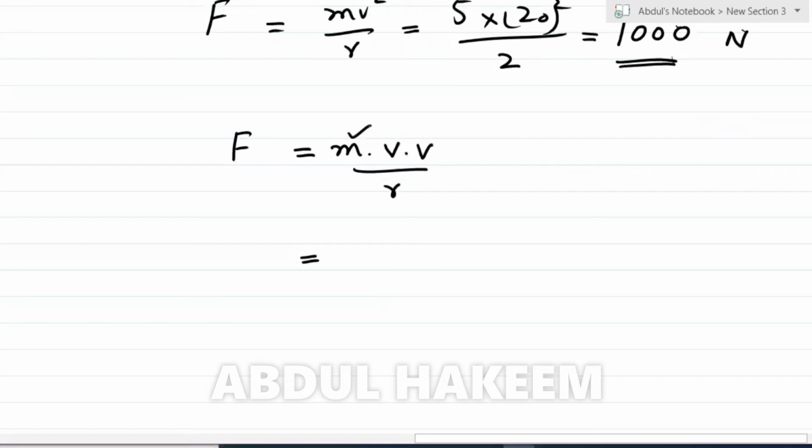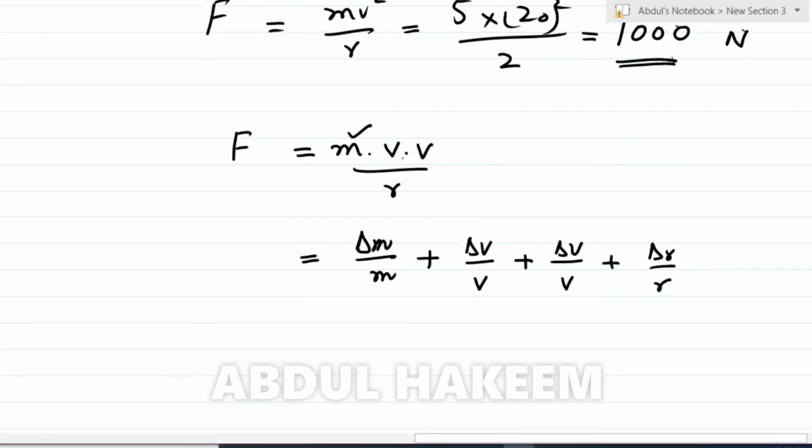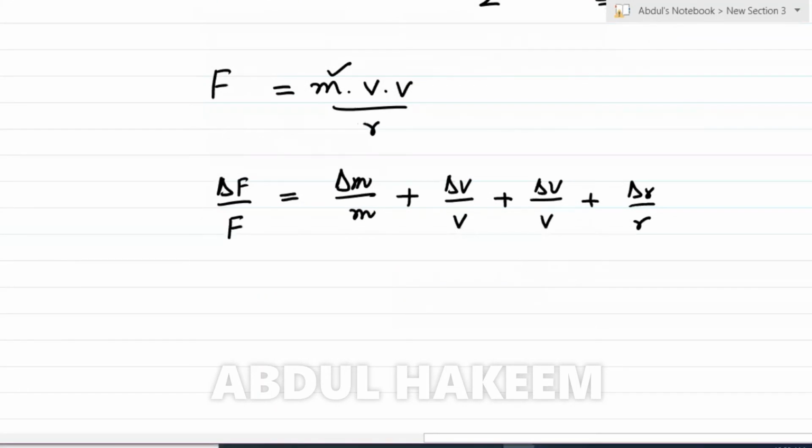So first the fractional error of the M, error in M over reading of M, plus error in V over reading of V, plus again error in V over reading of V, plus error of R over R. Whether it's multiplied or divided, we have to add fractional error. So the sum of all four will be the fractional error of the force. Very, very important: if the value is multiplied or divided, its fractional uncertainty is added.